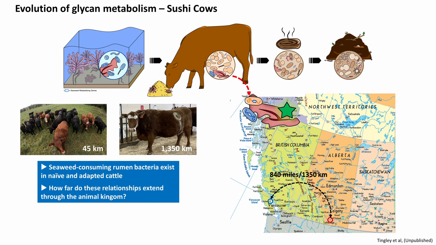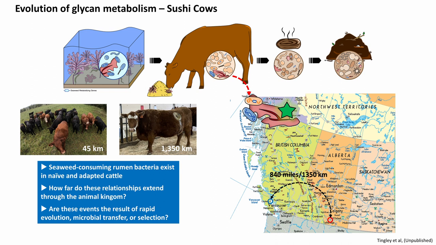We're very curious how far these relationships extend throughout the animal kingdom. So actually, did these events happen in an ancient ancestor and they've just been carried through at low levels into modern day cattle? And we're still working on these three hypotheses. So I didn't give you an answer, but we're trying to understand if these are the result of rapid evolution, microbial transfer between environments, or is it selection for microorganisms that exist at very low levels?